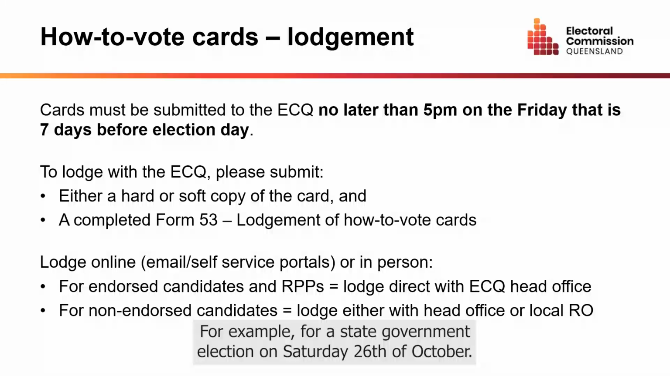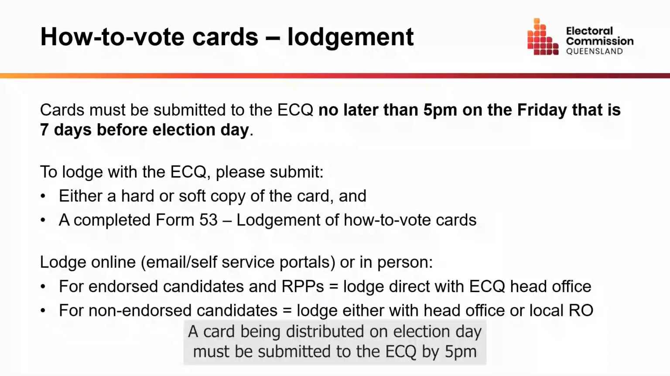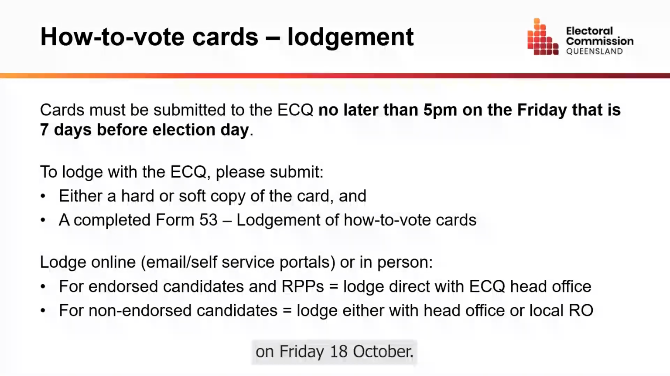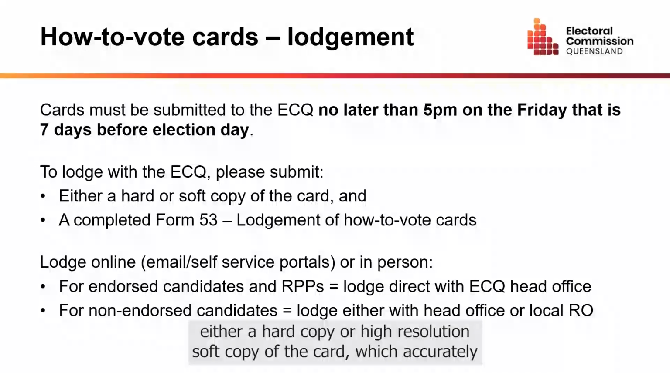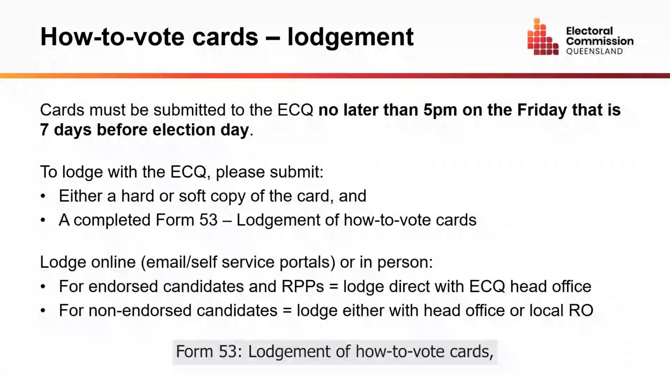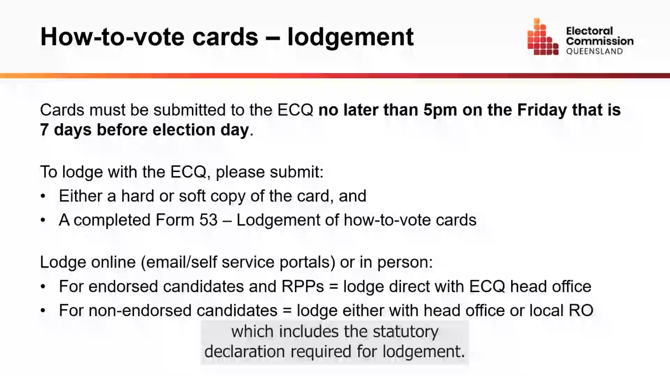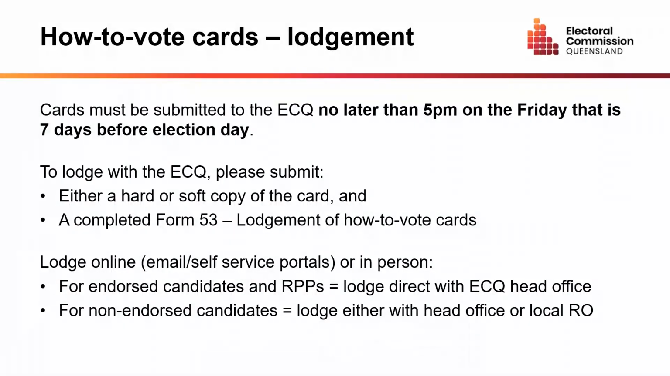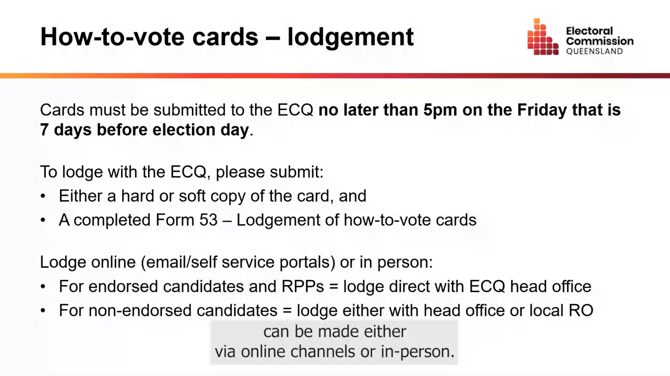For example, for a state government election on Saturday, 26th of October, a card being distributed on election day must be submitted to the ECQ by 5 p.m. on Friday, 18 October. To lodge, please submit either a hard copy or high-resolution soft copy of the card, which accurately reflects the size at which the card will be distributed, and a completed Form 53 lodgment of how to vote cards, which includes the statutory declaration required for lodgment. Lodgement of these two required items can be made either via online channels or in person.